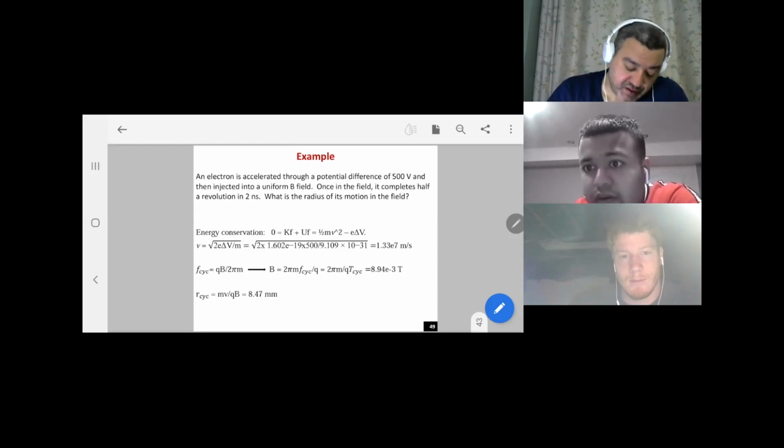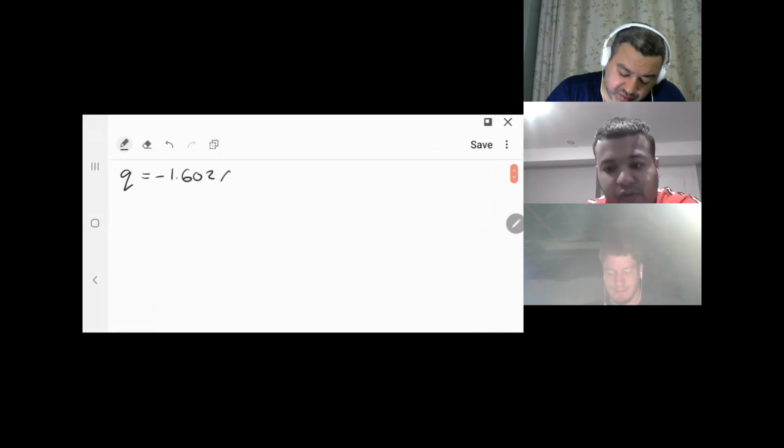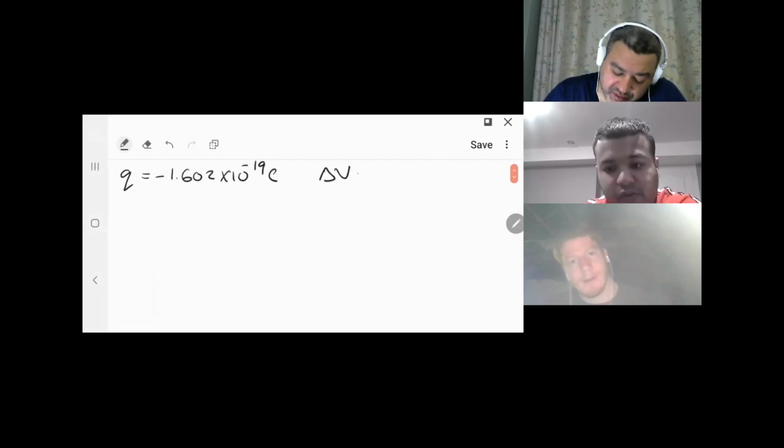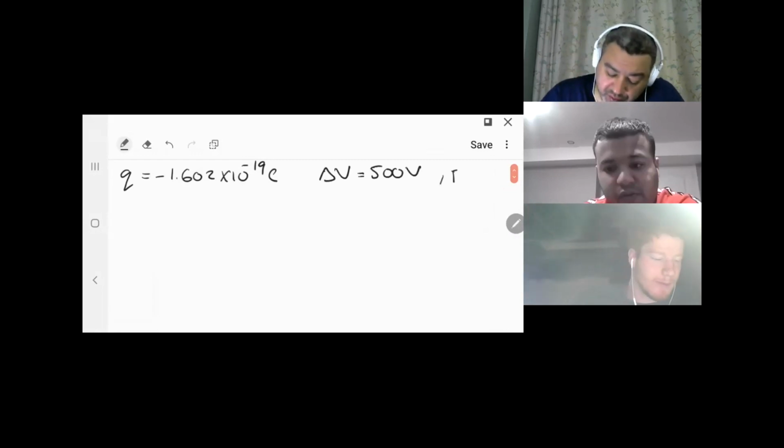Okay. So now I'll be switching to the notebook here. Okay, so let's solve this problem. We have, as I said, an electron. So my charge as an electron is 1.602 times 10 to the power minus 19 Coulomb. My potential difference, delta V, is 500 volts. This is what I know. I don't know the magnetic field.